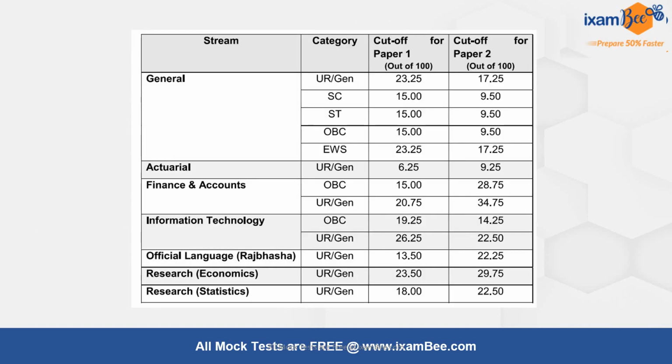Now let's move to the cutoff. Last year there was no legal vacancy, but we will look at the cutoffs for general, actuarial, finance and accounts, information technology, research, official language, Rajbhasha. If you see, the maximum cutoff in Paper 1 was 26.25. However, since the level of exam was relatively easier this year, we can expect a little bit higher cutoff.